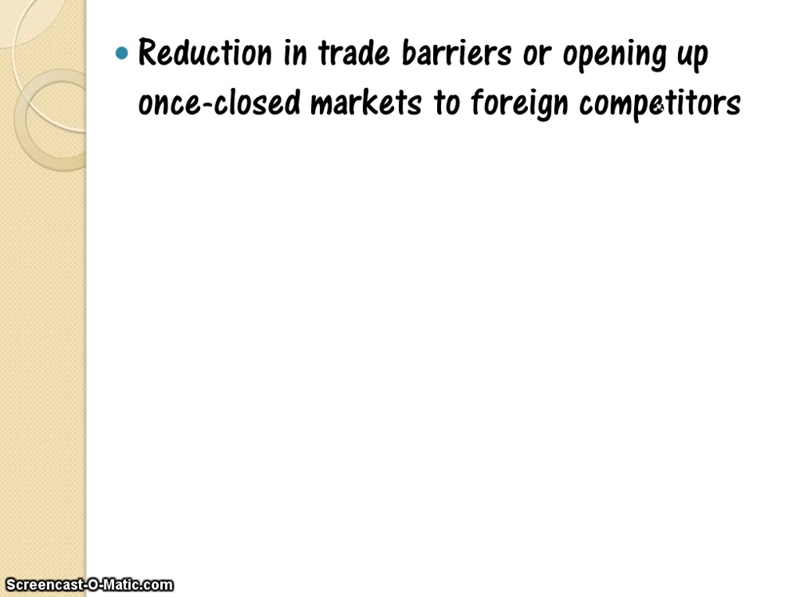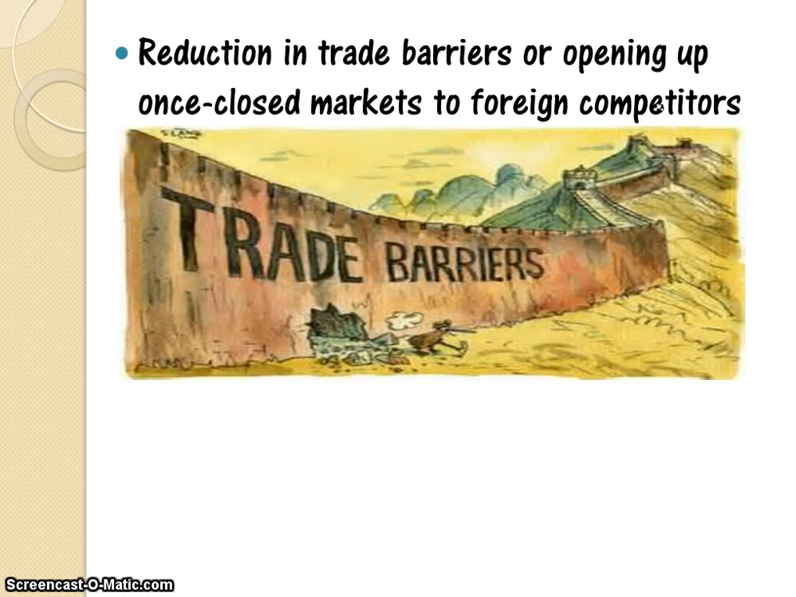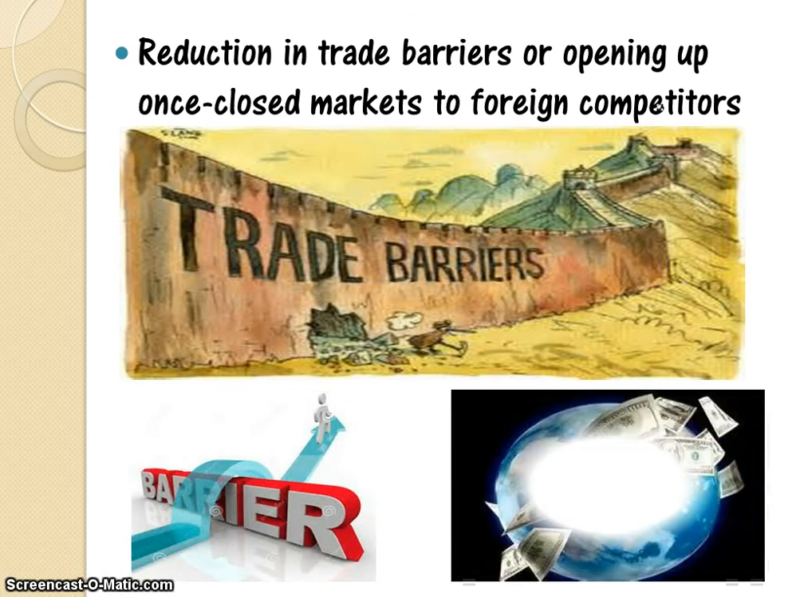Let's discuss the second point. Reduction in trade barriers or opening up once closed markets to foreign competitors. While there are trade barriers which still exist, they are being overcome one at a time, and this creates avenues for increases in sources of income in countries and the movement of money around the globe.